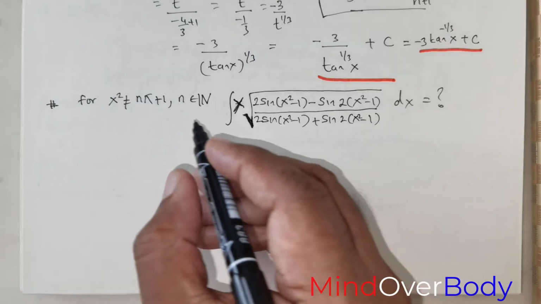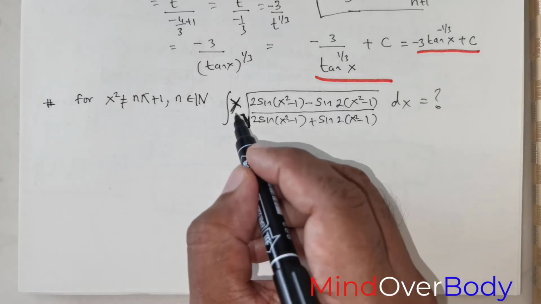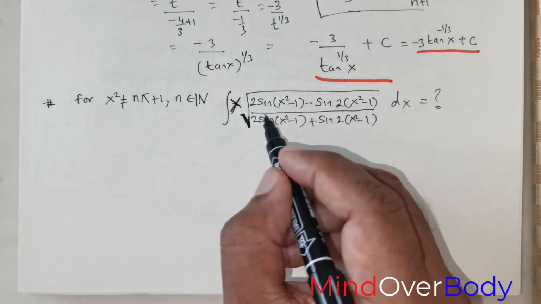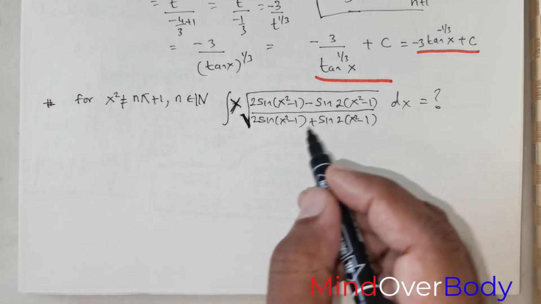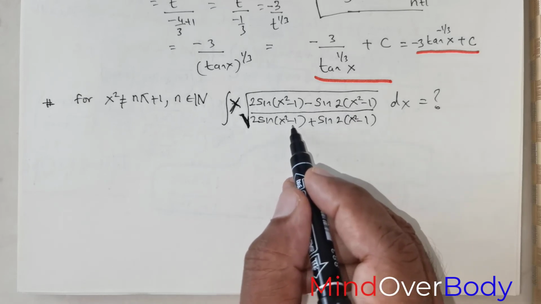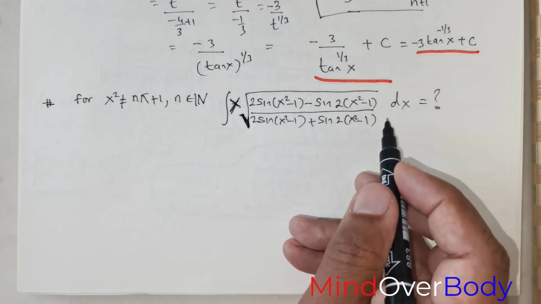Students, we are given this question. We are expected to integrate the integral of x times square root of (2 times x squared minus 1) minus sine (2 times x squared minus 1), over (2 times sine (x squared minus 1) plus sine (2 times x squared minus 1)), with the differential operator.